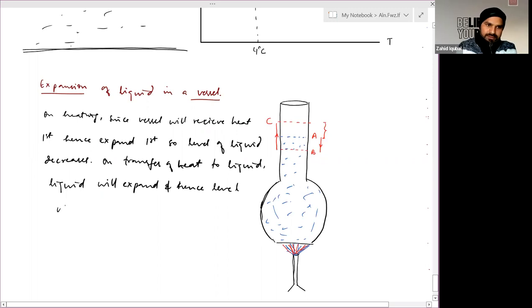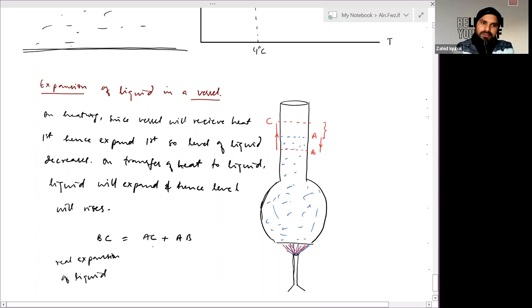level will rise. So in this part, B to C is equal to A to C plus A to B. So B to C is the actual expansion of this particular liquid. So we can say this is real expansion of liquid.